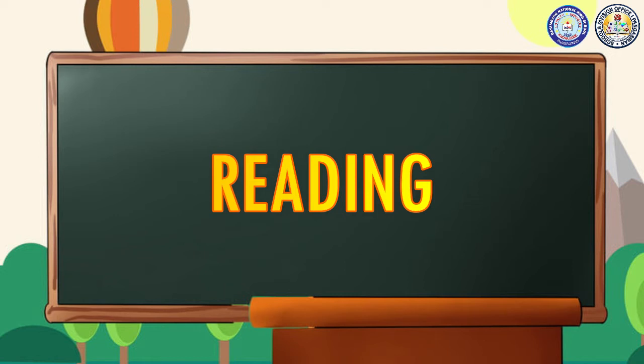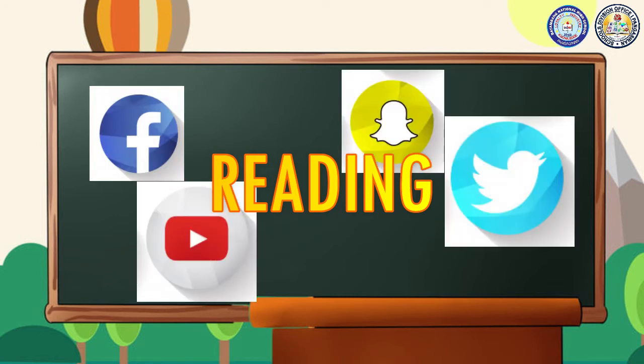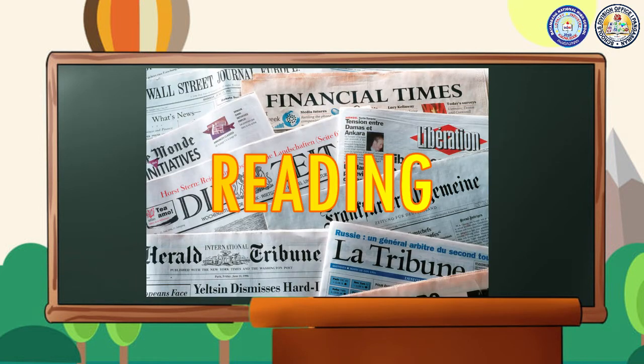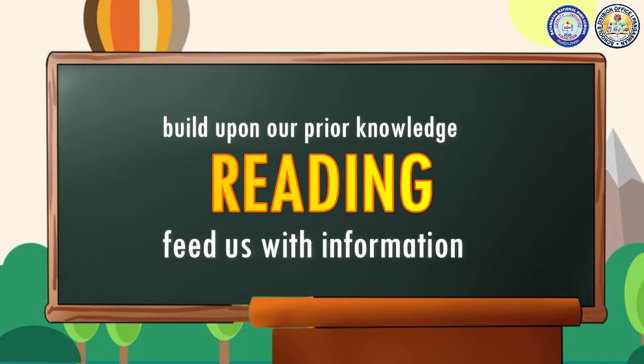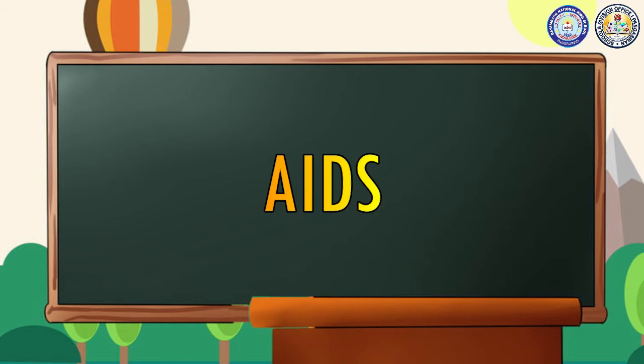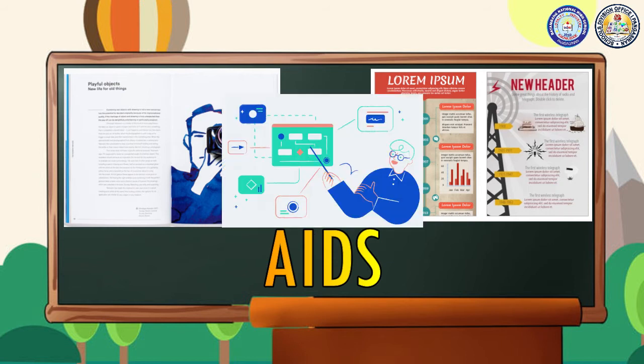We learn something every day by reading. Whether we know it or not, we learn through various reading sources like social media, smartphone applications, and newspapers. These texts are informative because they build upon our prior knowledge or feed us with information we didn't know. Informative text contains a number of aids that make it easier for readers to follow along and get the information they need. Written cues, graphics, illustrations, and organizational structure are all aids you'll find in informative text.